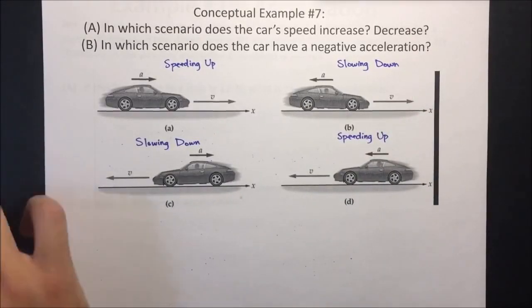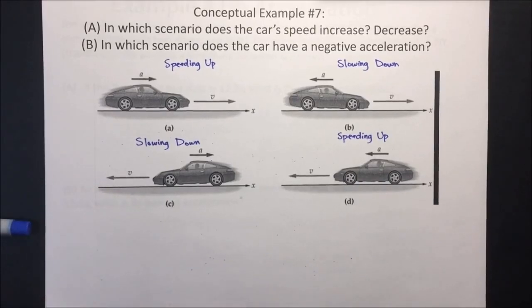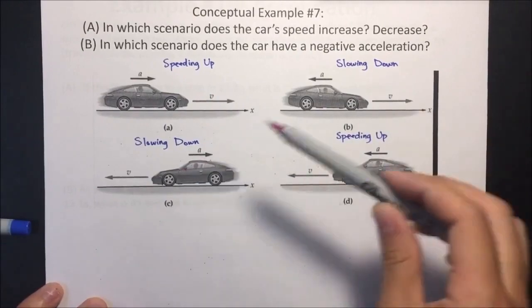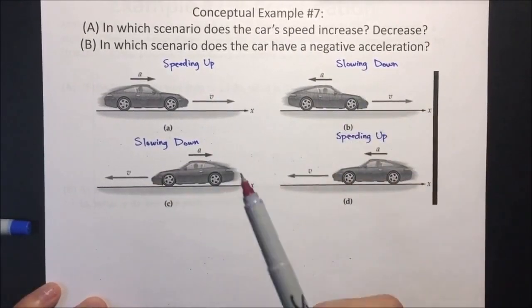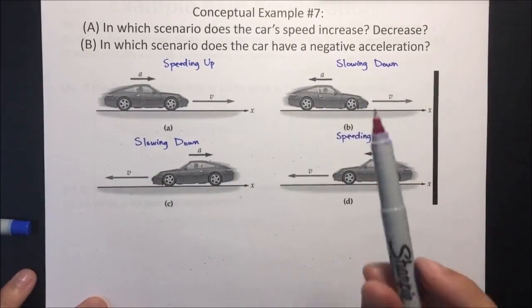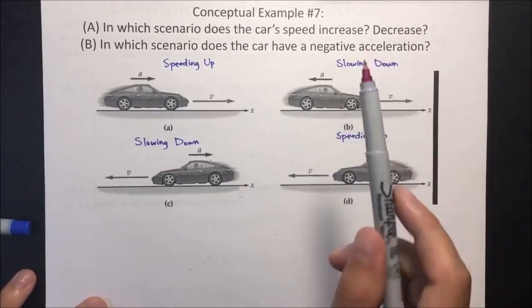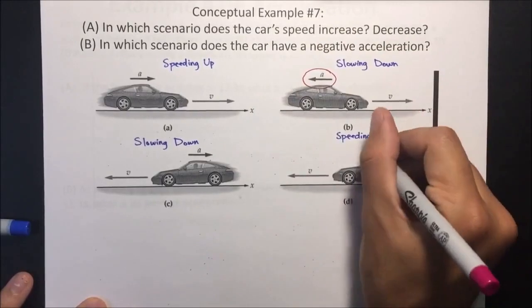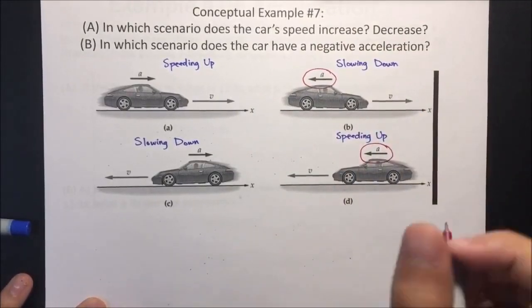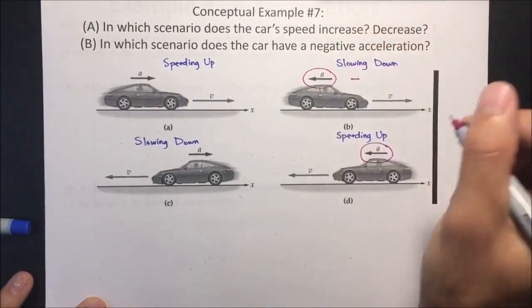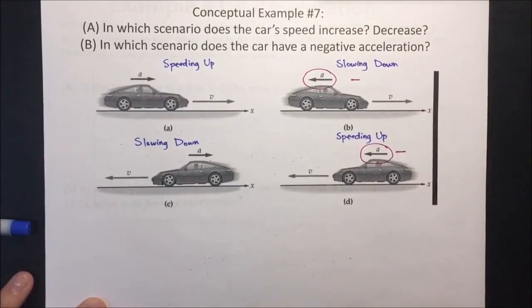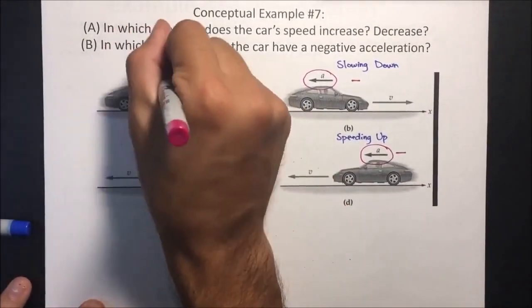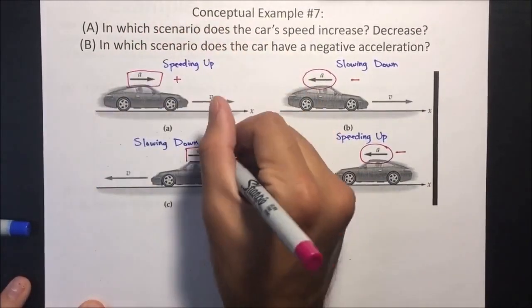Alright. Part B, in which scenario does the car have negative acceleration? So you might think, okay, if it's slowing down, that must mean that it has negative acceleration. But that won't be correct. What we have to know when it comes to acceleration is, whenever it's pointed to the left, like in this case here, then it is a negative acceleration. However, whenever it's pointed to the right, like over here, it is a positive acceleration.